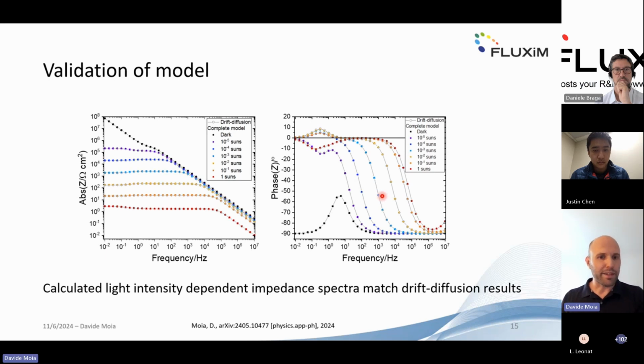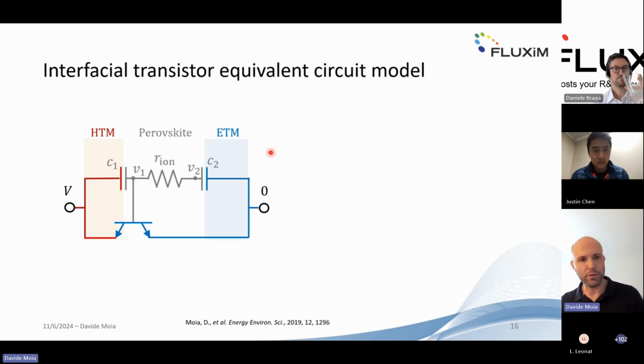But of course, the problem is this equivalent circuit model can be quite complex, and we have a lot of parameters, so maybe it's not helping us so much. So can we simplify it? Well, already quite a few years ago, we suggested a model that looked like this, and this was derived semi-empirically, but it turns out that this is actually the simplest form of the equivalent circuit model that I showed earlier, based on the assumption that most of the recombination is happening at one interface.